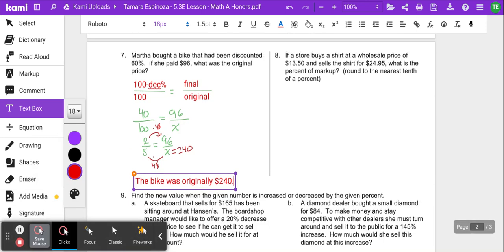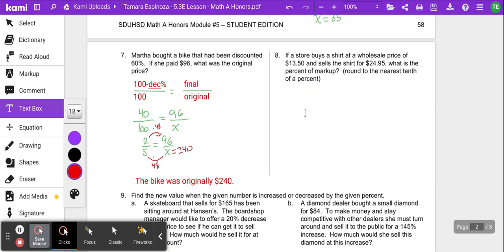If a store buys a shirt at wholesale price of $13.50 and then sells the shirt for $24.95, what is the percent markup? So this time we have to work a little bit because we just want the percent markup. We don't want 100 plus the markup. We just want the percent of increase.